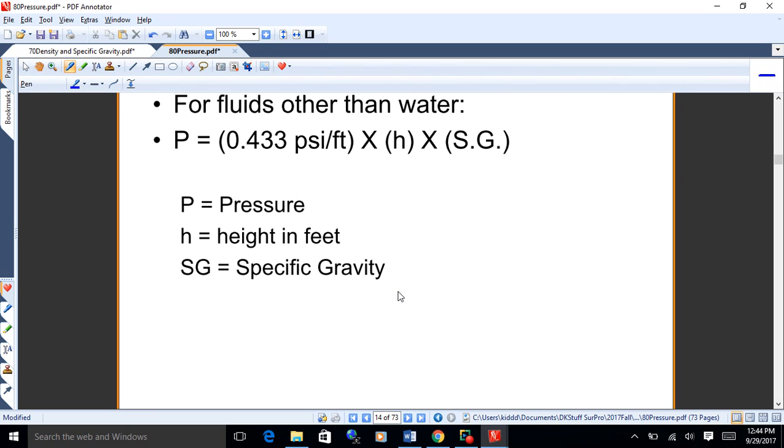All right. What if we've got a fluid other than water? What we're going to do is factor it up or down by the specific gravity. That's one reason why they give you the specific gravity. So if you have a fluid other than water, you just take whatever the height is times the 0.433 psi per foot times whatever your specific gravity is, because that's just a ratio. Okay?